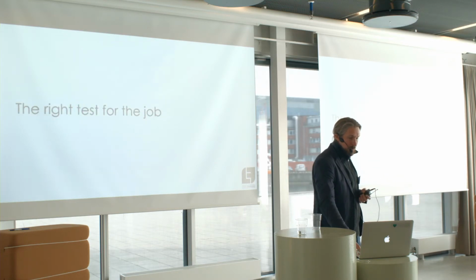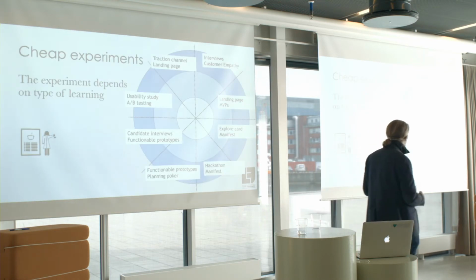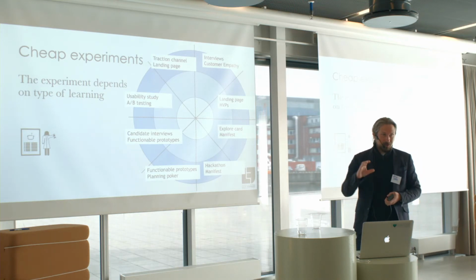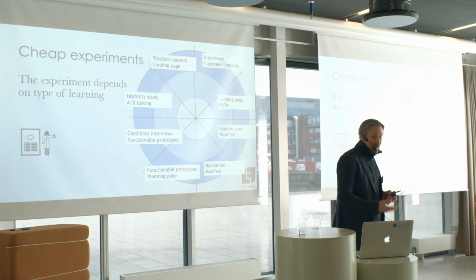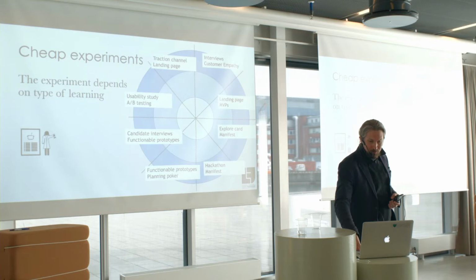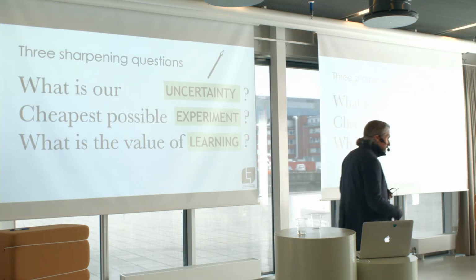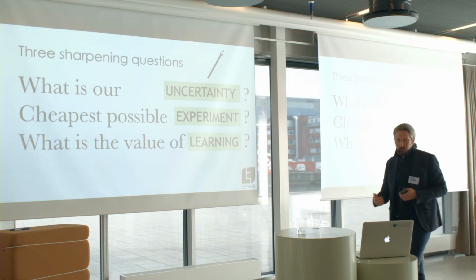And then the next question is, how do we find the cheapest type of experiment? That varies depending on where in this product circle the uncertainty belongs. And we can definitely talk about different experiment types in the follow-up session. But here are a few more bingo slides. So going back to these again: what is our uncertainty, cheapest possible experiment, and what is the value of learning?